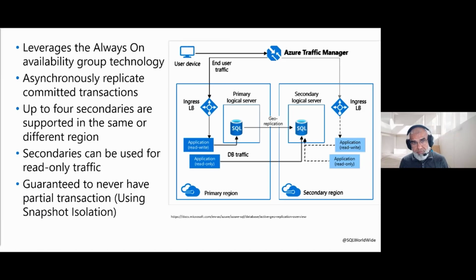This is asynchronous replication, up to 4 secondaries in the same or different region. And again, you can use the secondary for read-only traffic. Now, because it's asynchronous, one thing that is important is what I said at the last bullet point: it is guaranteed to never have a partial transaction, because it's using snapshot isolation. And again, if it fails over, as you can see, your Traffic Manager will know where to point you to.